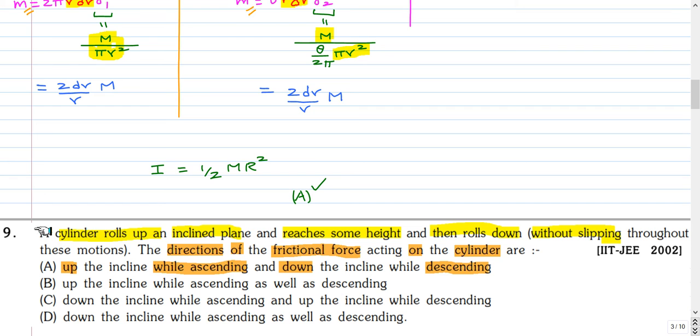This is the next question. A cylinder rolls up an inclined plane and reaches some height and then rolls down without slipping throughout these motions. The direction of the frictional force on the cylinder are: option A, up the inclined plane while ascending and down the incline while descending; option B, up the incline while ascending as well as descending; option C, down the incline while ascending and up the incline while descending; option D, down the incline while ascending as well as descending. You can pause and attempt this question.